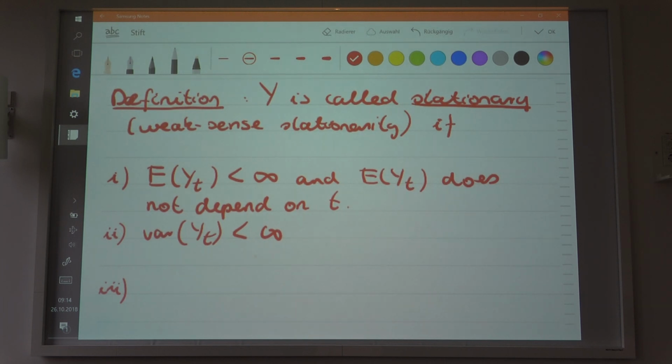Just because a moment does not depend on time, it's still not sufficient for the process to be stationary, because it has to be finite. If it's not finite, then it also does not depend on time. So not depending on time is not sufficient. The mean is finite, or limited, and the variance is also finite, and the variance does not depend on time either.